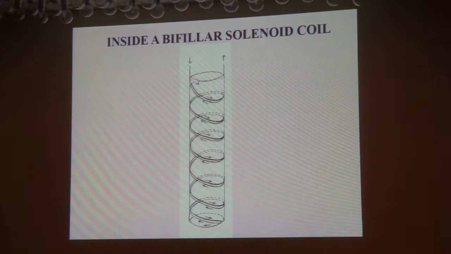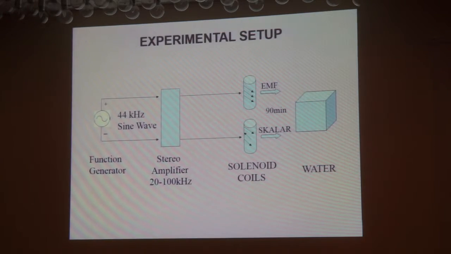Okay, so now I want to talk about some experiments with a bifilar solenoid coil where the current strands flow in opposite directions, canceling the current, generating a non-classical field. Again, we're using 43, 44 kilohertz, and in this experiment I actually wanted to compare a solenoid that was in the cancellation mode over here, and one that was a classical solenoid where the current is parallel, and the target was water.